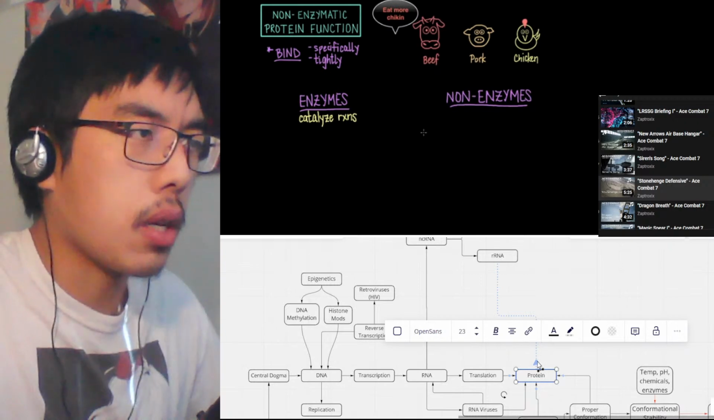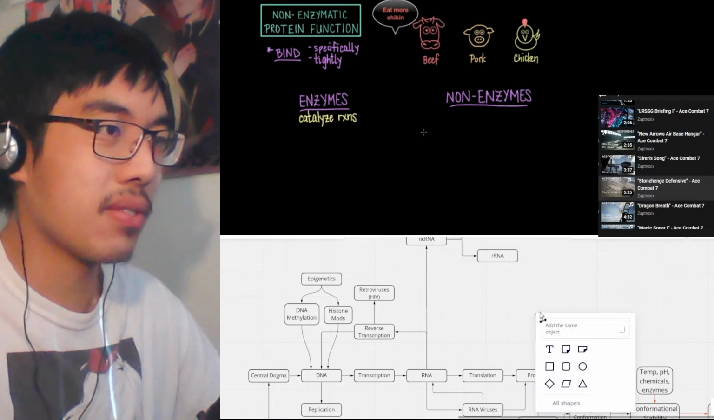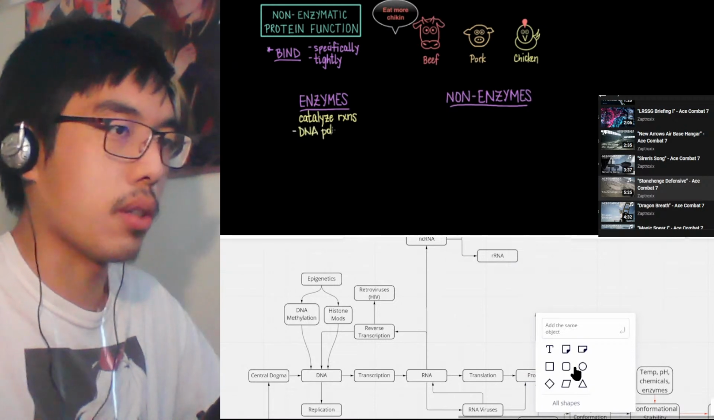Enzymes accelerate reactions by making them go faster, increasing the rate and specificity of these chemical reactions. One good example that you're probably familiar with already is DNA polymerase, which catalyzes the synthesis of new strands of DNA.